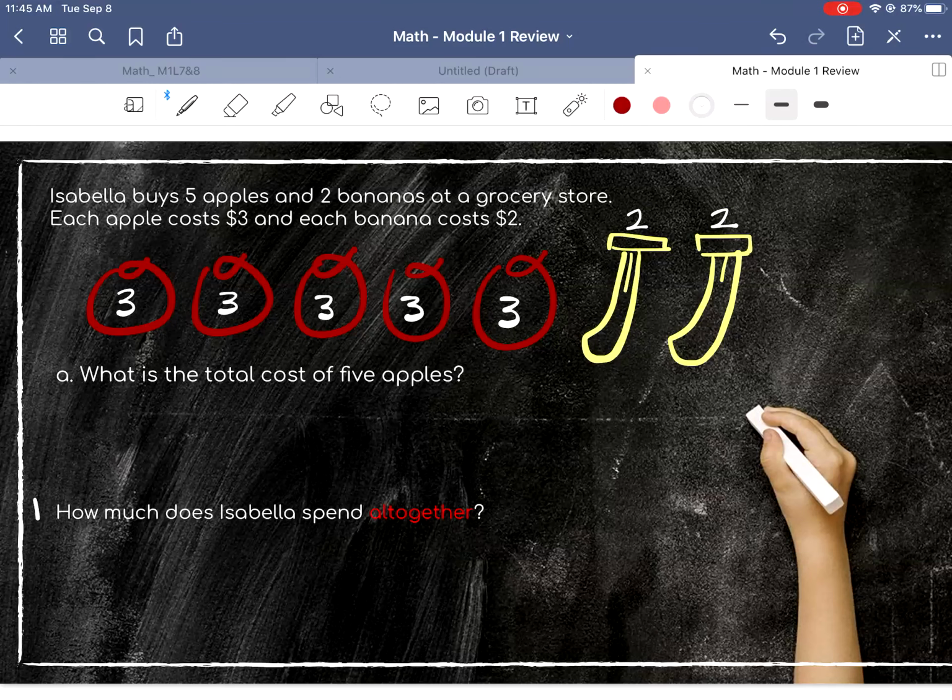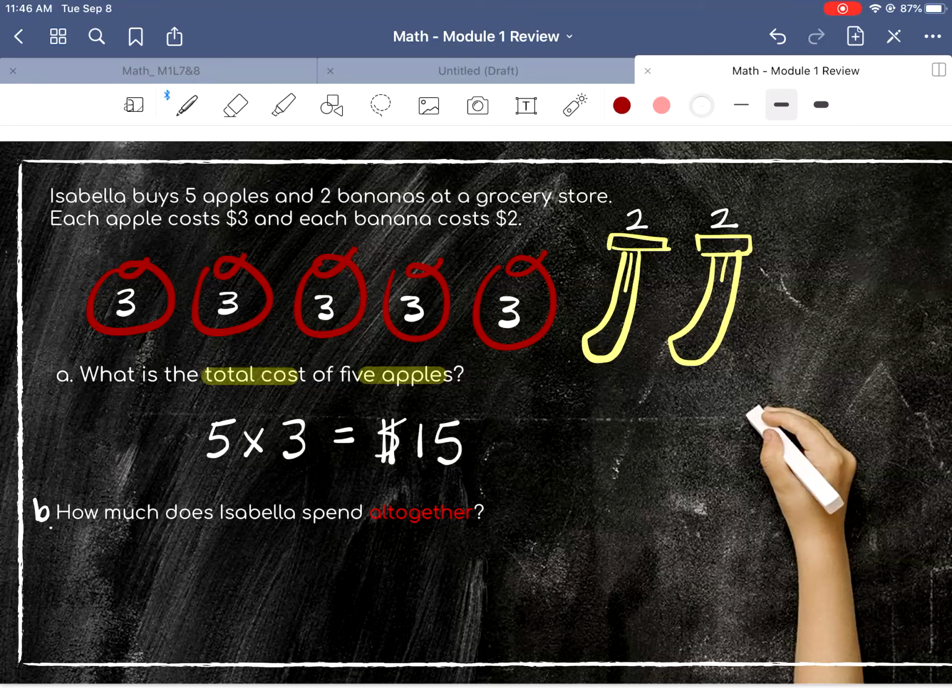So let's look at the question. Question 8, what is the total cost of 5 apples? So this question is only interested in apples. So I'm going to take my apple. So I have 5 apples and each one is $3. So in total, I have to pay $15.